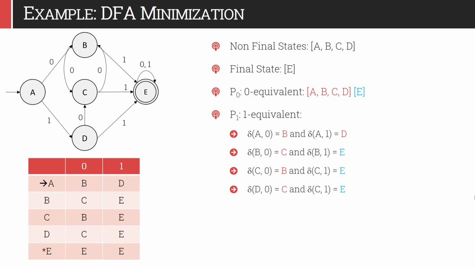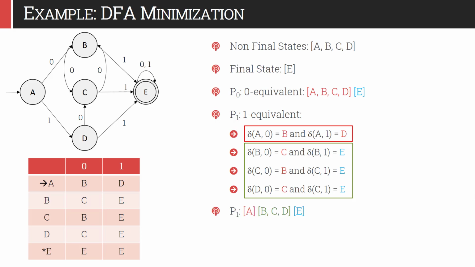So what we will do is the red group A, B, C, D, we have to split into 2 subgroups. In one subgroup, there will be A only because it is distinguishable from B, C, D. And in another subgroup, we will have B, C, D because they all are the same. They are non-distinguishable. So now our partition P1 would look like this: A, B, C, D and E.